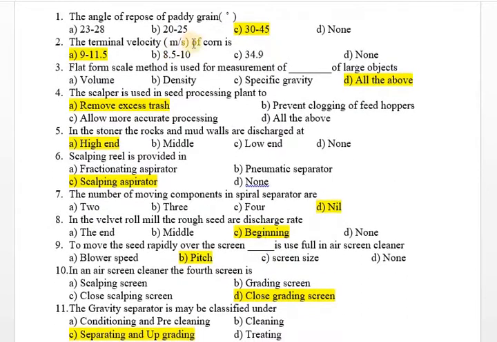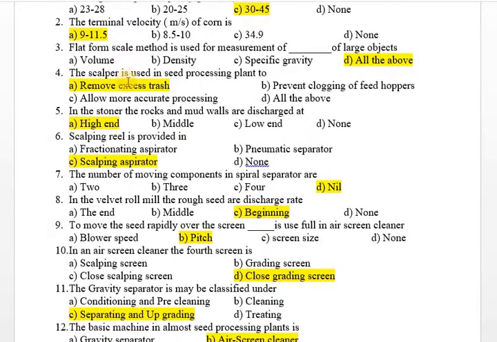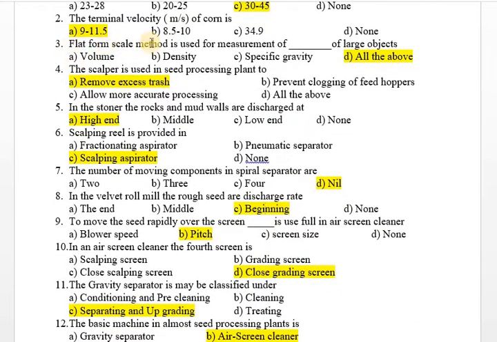Next, terminal velocity of corn. It's a very important bit. Terminal velocity of corn is 9 to 11.5 meters per second. Next, platform scale method is used for measurement of large objects. Platform scale method is generally used for finding the volume of large objects, the density of large objects, and the specific gravity of large objects. So, all of the above.